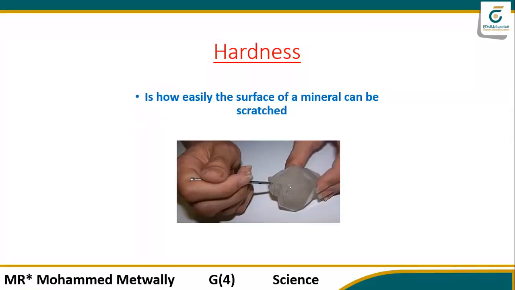Turning to the third property, which is hardness. Like you see here, the word has two syllables, hard and ness. Like you study in English, the second syllable, ness, is a suffix. You may join the suffix to the root word to give you another meaning or a synonym of a meaning. So hardness here refers to how easily the surface of a mineral can be scratched.